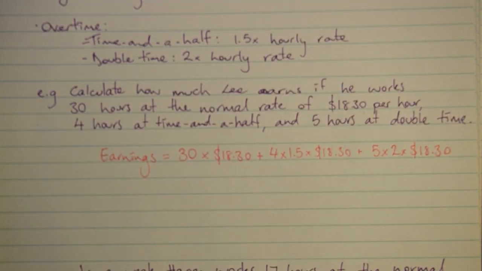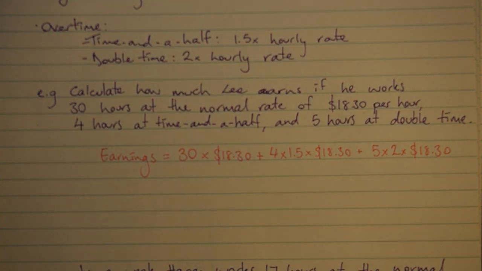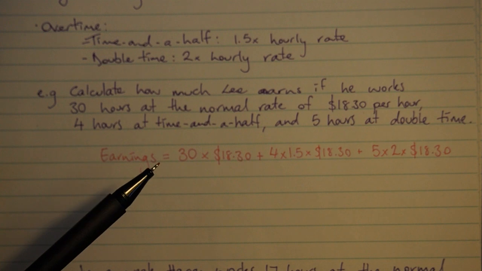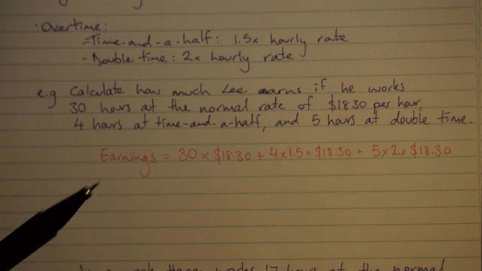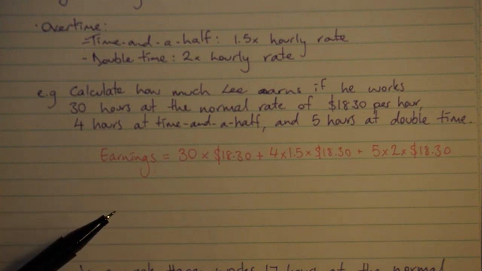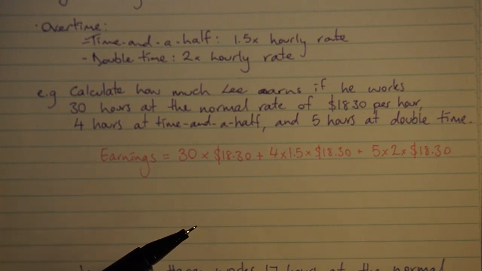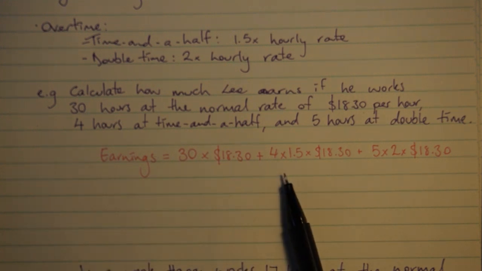Okay, so I've clearly stepped out what it is I've done there. If you wanted to, you could state the normal earnings, the time and a half earnings, and the double time earnings, and add them all together. It is a little bit of extra writing, so if you're someone that likes to do the bare minimum, I would say this is the bare minimum.